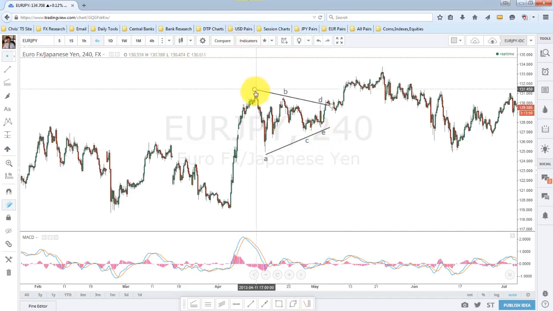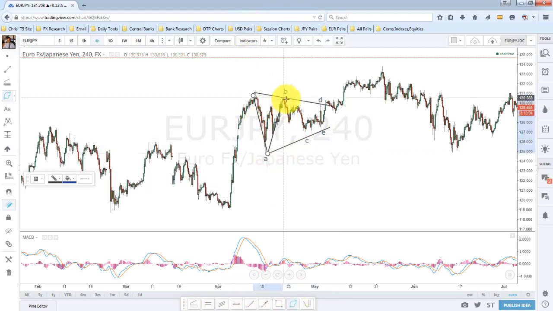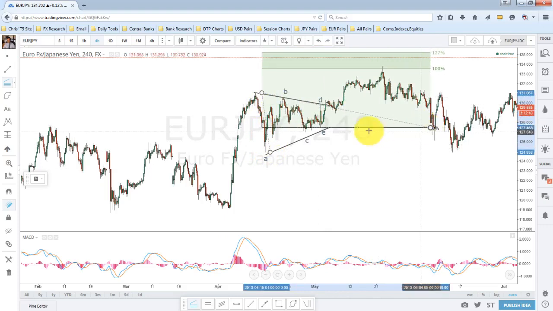Let's try that again. Here we go: A, B, C, D, E, and then the exit. Now let's measure the exit. I'm going to measure from this high to the low, and pull that back to the bottom of our E wave, where our E wave took off from. And look at that, equal legs. That's what we were talking about. We measure the base, this initial A, the base of the triangle, project that out from the bottom of E, and that gave us an equal legs move, 100% of that base.